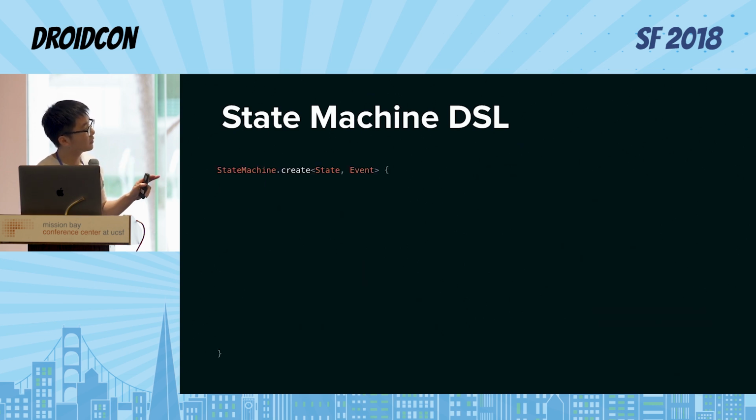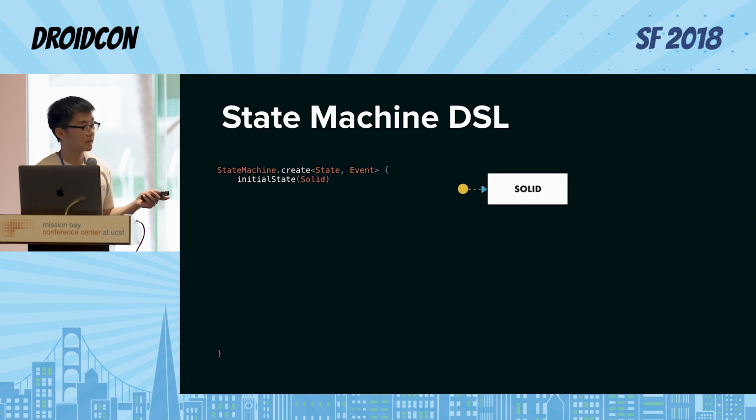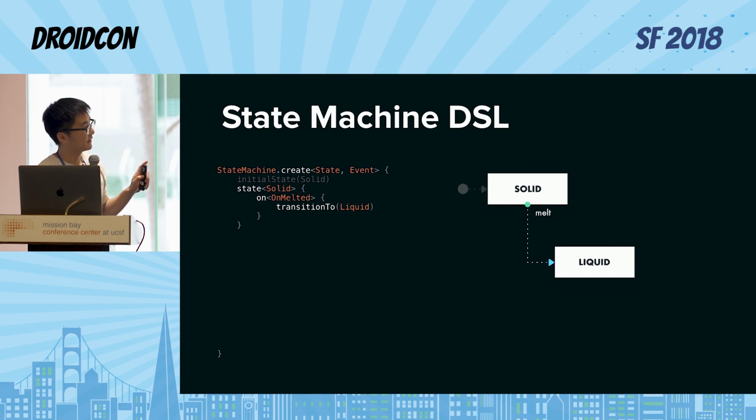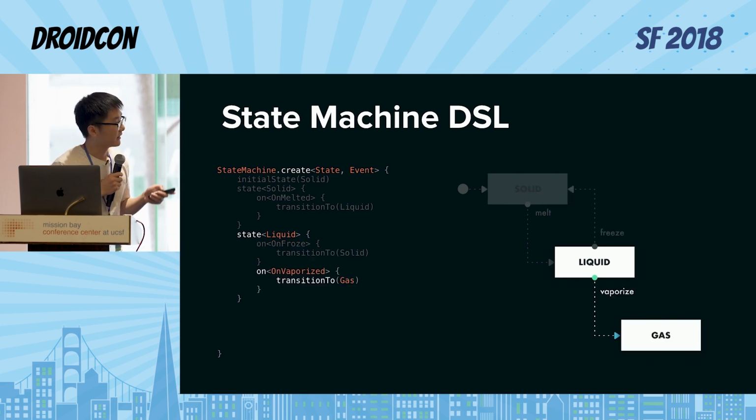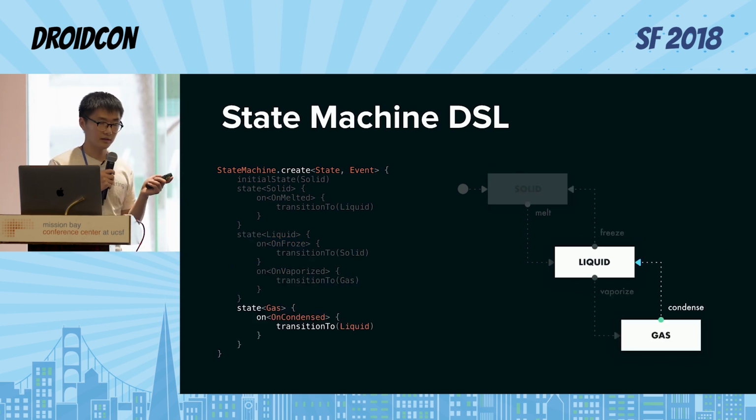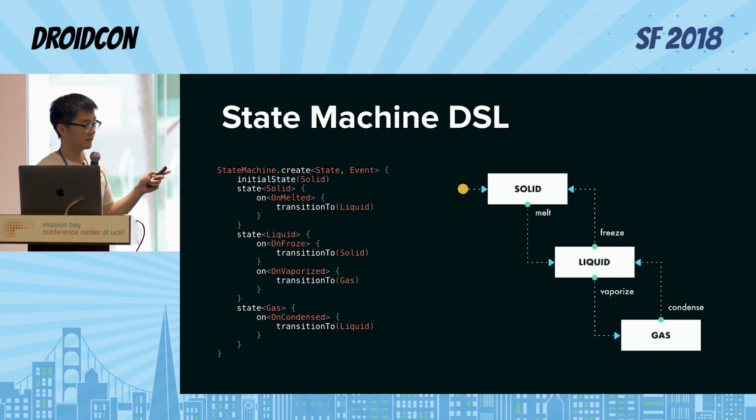Next, we can use the state machine DSL to declare the state machine. A state machine has an initial state, which is solid. When the state is solid and it receives an unmelted event, it will transition to the liquid state. When it's in the liquid state and it receives an unfroze event, it will transition to the solid state. Similarly, you can declare other transitions like this, and it's simple and readable.